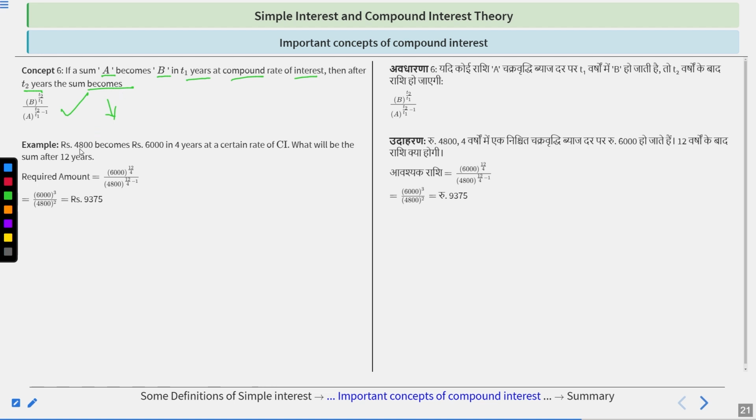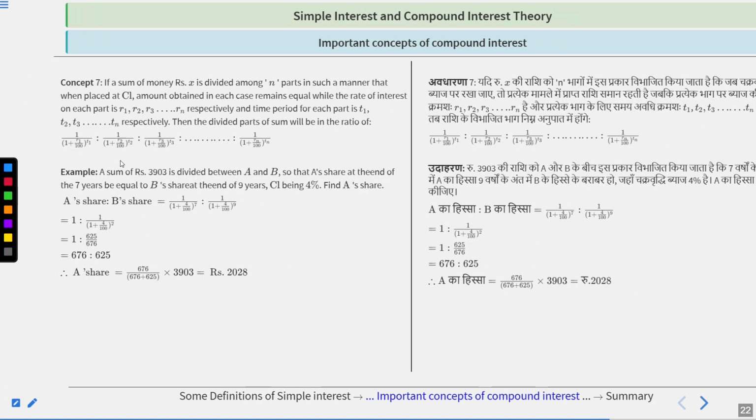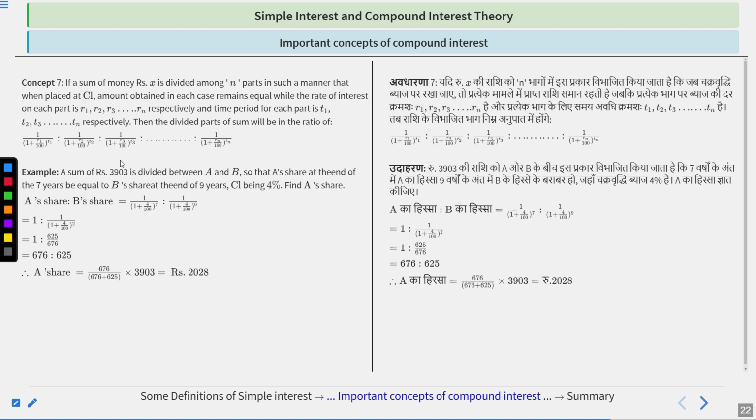Clear? So the example is: 4,800 rupees becomes 6,000 in 4 years at a certain rate of compound interest. What will be the sum after 12 years? So we just put these values in this formula. The required amount will be 6,000 to the power 12 by 4. Clear? T2 upon T1, where T2 is 12 and T1 is 4. So 12 upon 4, upon 4,800. Amount A is 4,800 to the power T2 upon T1 minus 1, which becomes 9,375 rupees. Clear? Next. Now, some important concepts of compound interest.